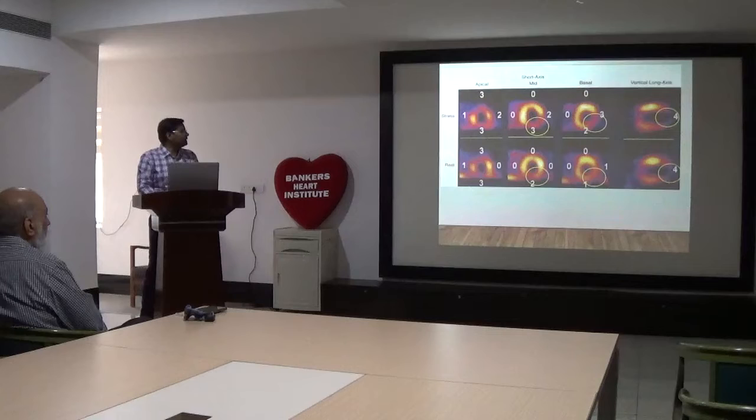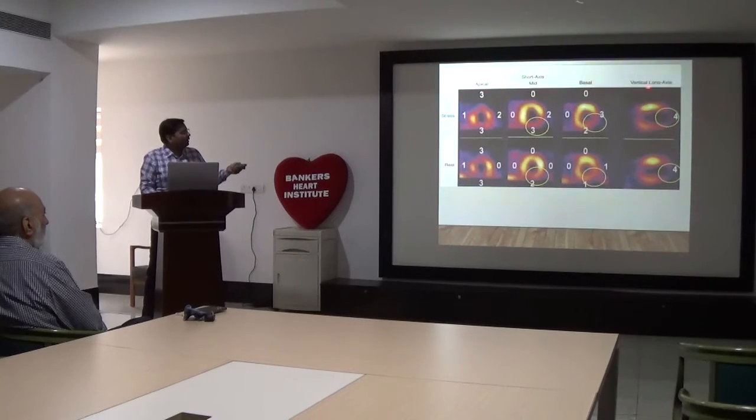In this slide, we can see the stress images. There is a short axis window and the vertical long axis. We can say that the apical is almost the same. At rest, the perfusion is normal, and at stress also. In the short axis, rest is normal, but at stress there is decreased perfusion and decreased uptake.